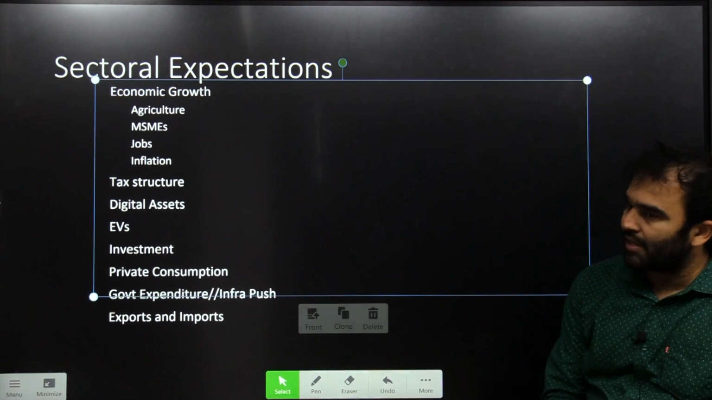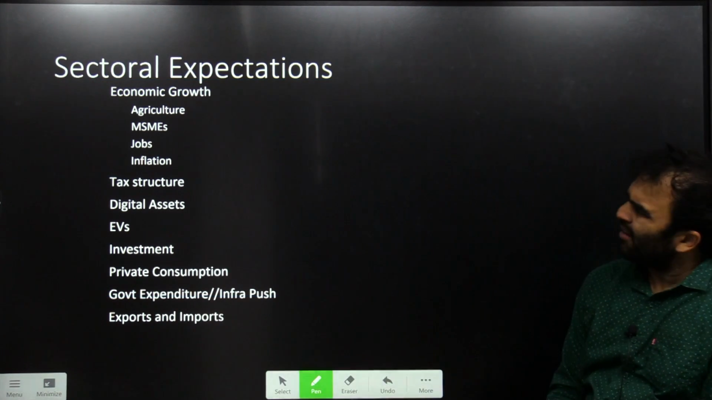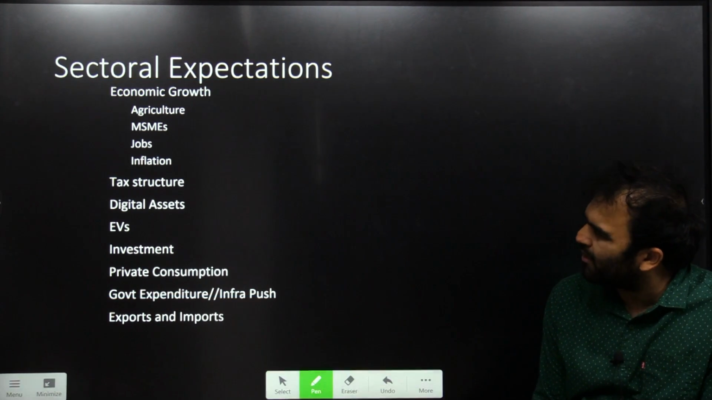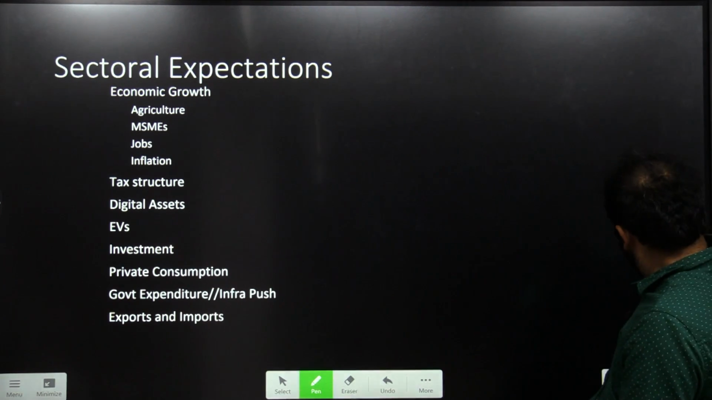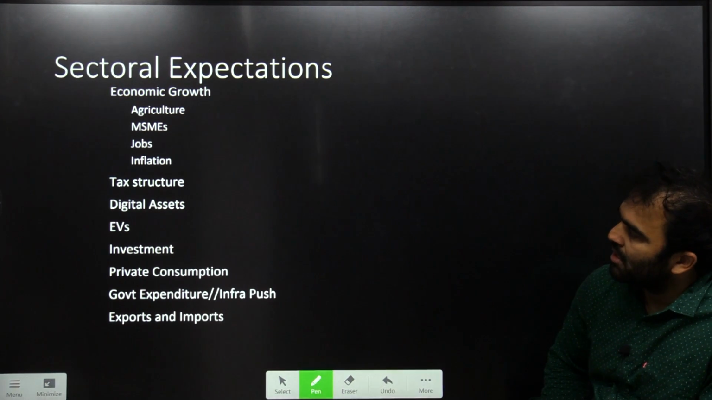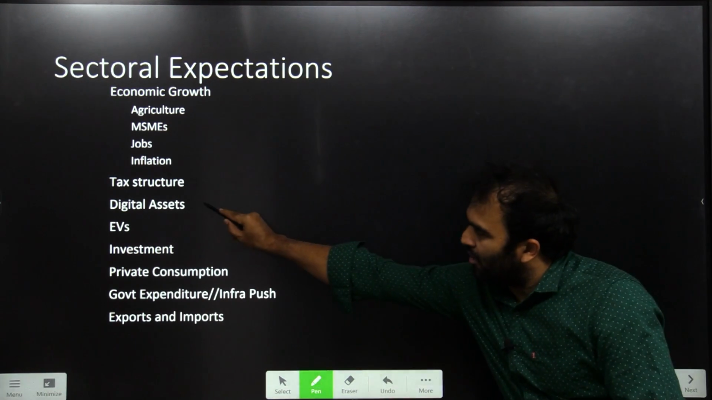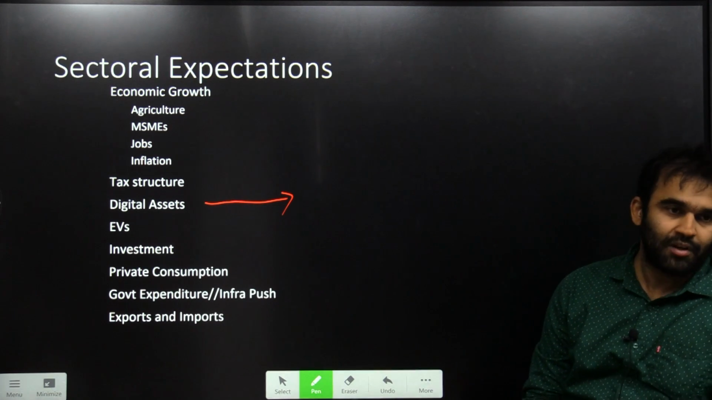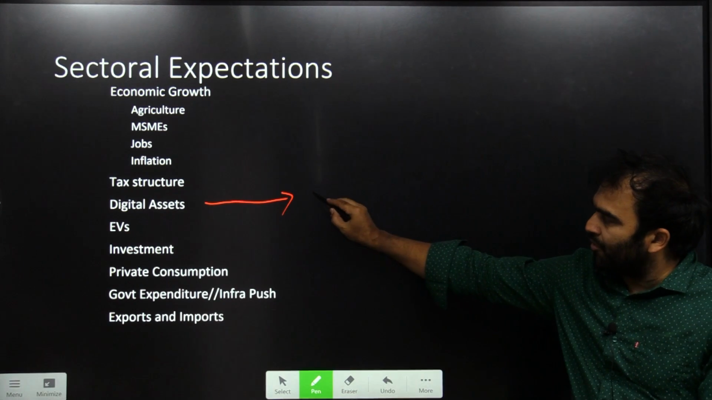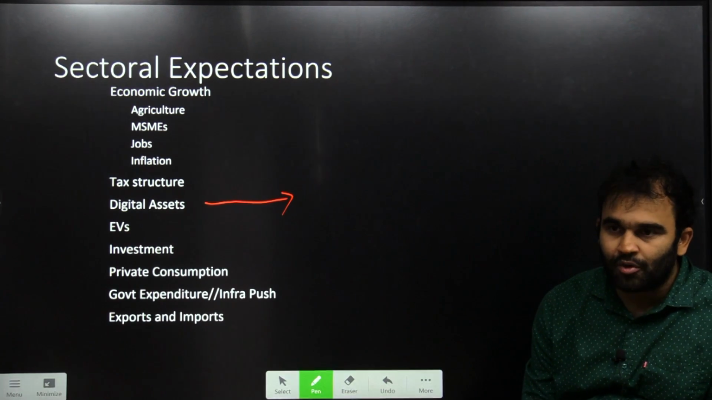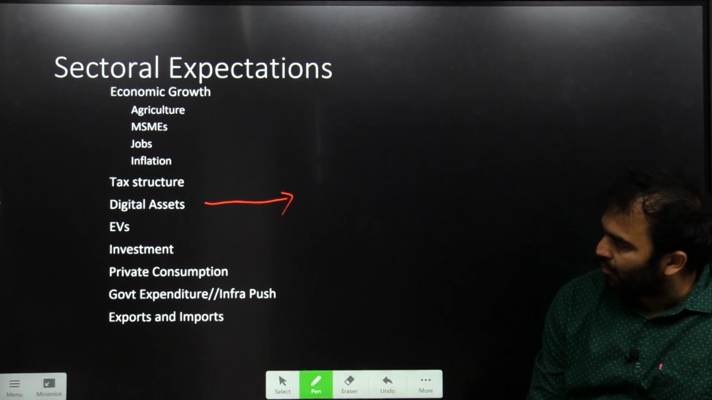These are the sectors in which the government is trying to focus this year's budget. There are many other minute aspects, but just stick with these, it should be more than enough. So economic growth, taxation, and particularly you can expect one question on digital assets this year in prelims. Digital assets, Bitcoin, basically they are talking about cryptos and other digital currencies. So expect one question from there.